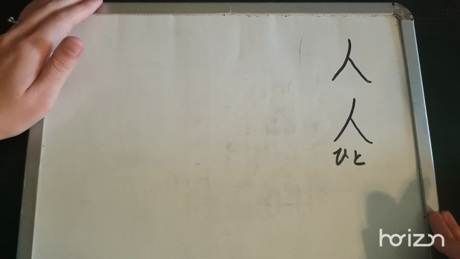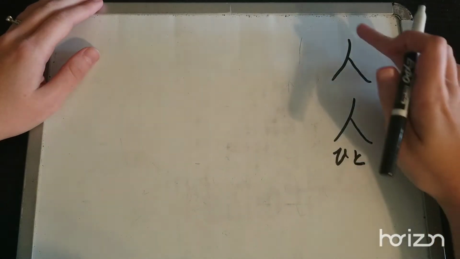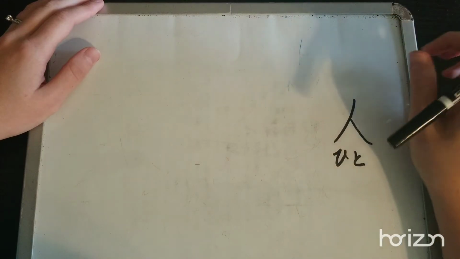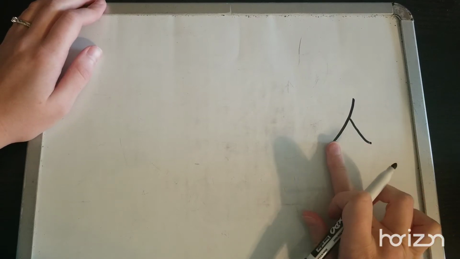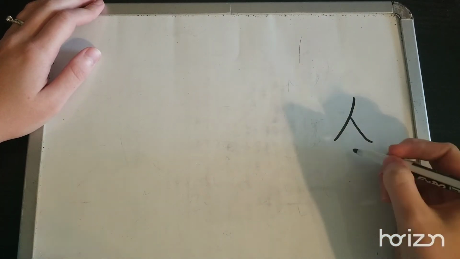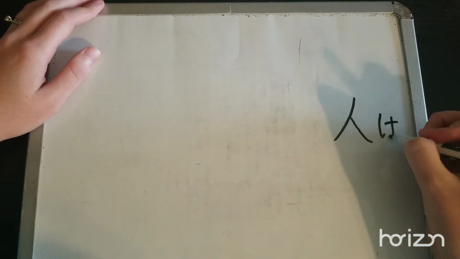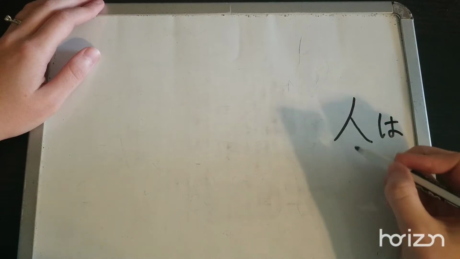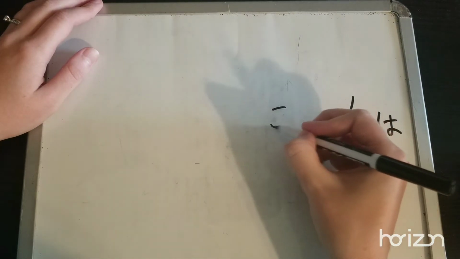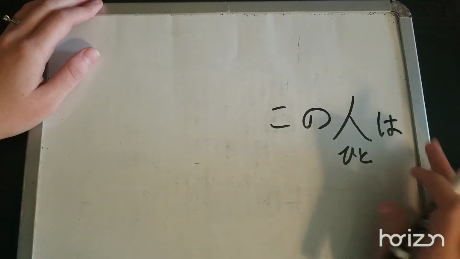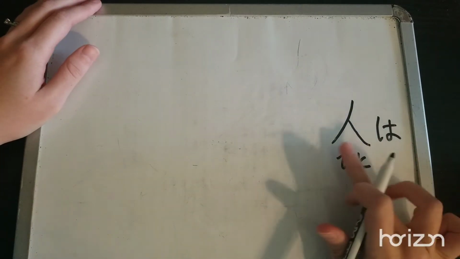Now, one thing about this kanji is that it has multiple different pronunciations, including 2 different suffix pronunciations. So let's have a look at some words that include this. By itself, if you just see a wa after it, this is probably going to be pronounced hito. Or like, この人は. This person is a whatever.